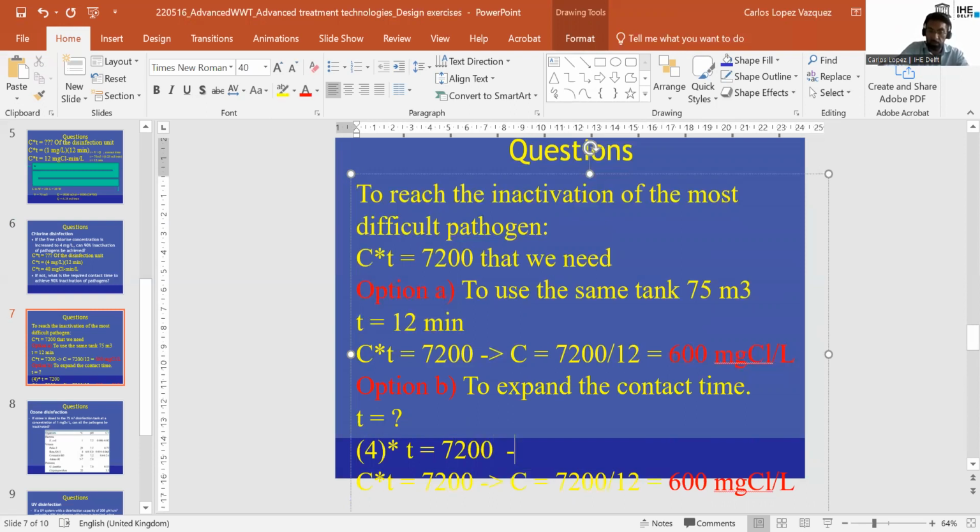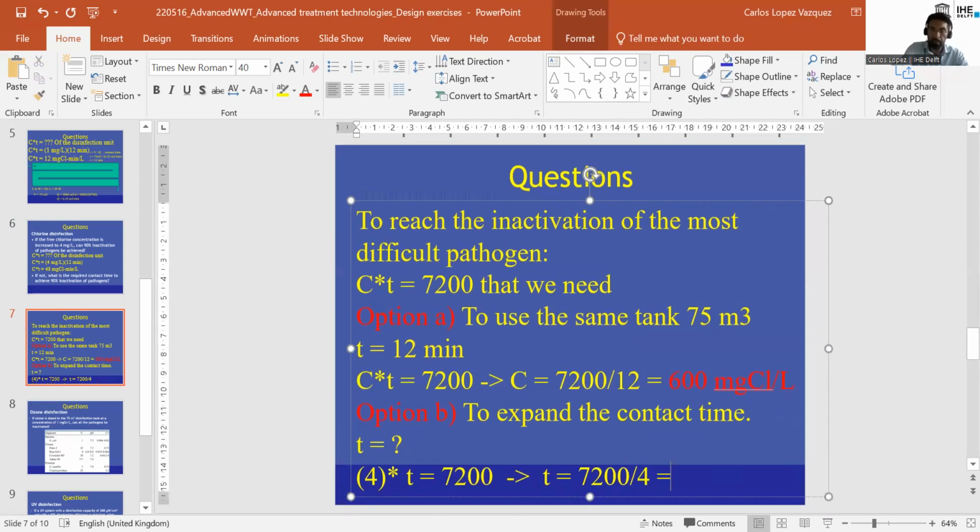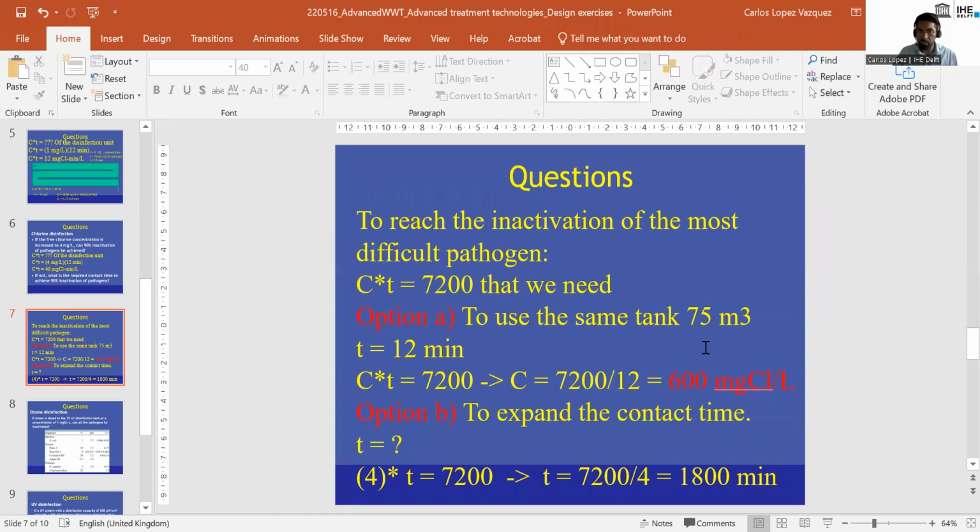If I fix now these values, the contact time that I need is 7,200 divided by 4. And this is the time that I need, that is equivalent to 1,800 minutes. This is quite some time.